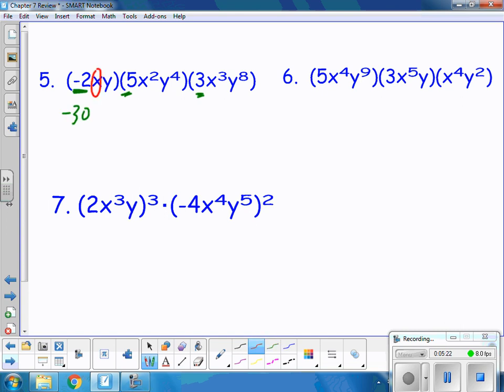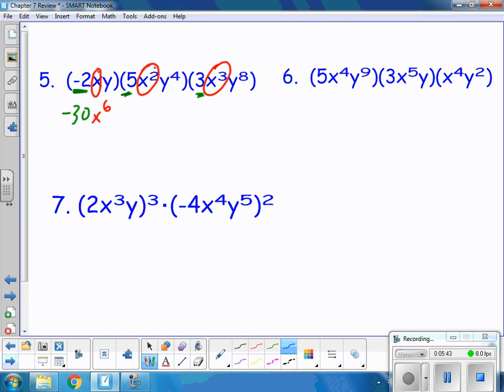Let me look at my x's. So there's an x. There is x squared here, and here's x to the third. Now, if I was adding all these together, I'd have to look at it differently, but because I'm multiplying, this is saying x times x times x times x times x times x, which is telling me it's x to the 1, 2, 3, 4, 5, 6th power.